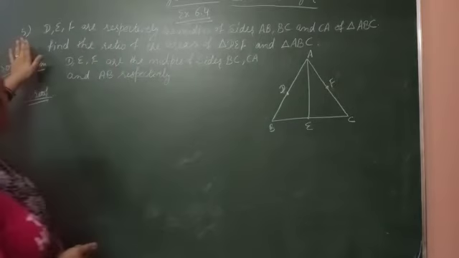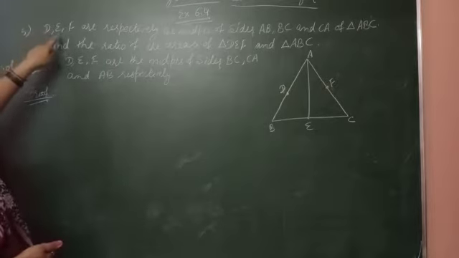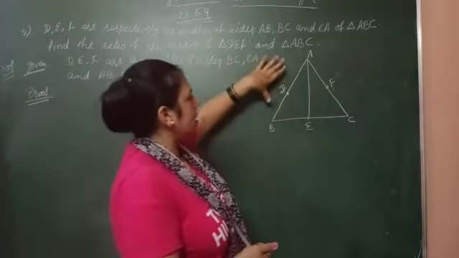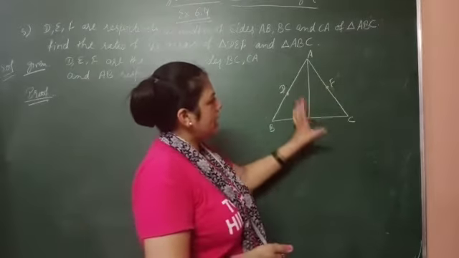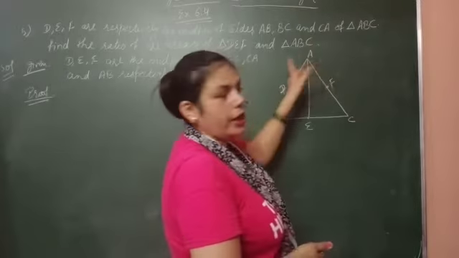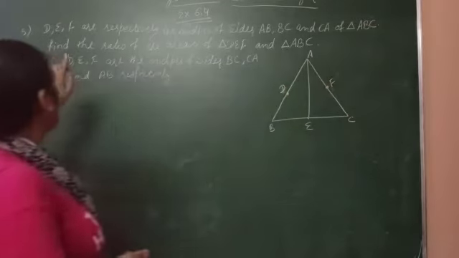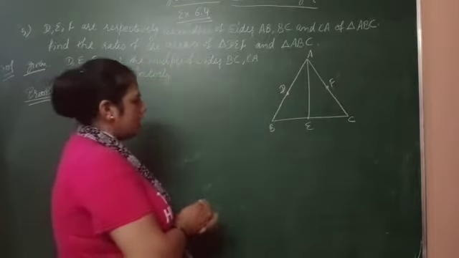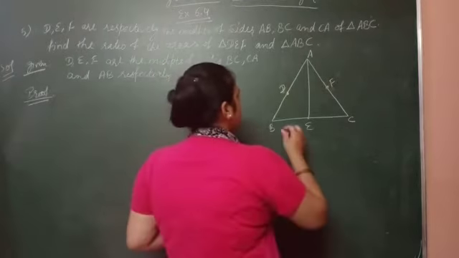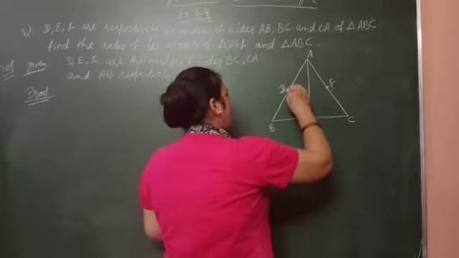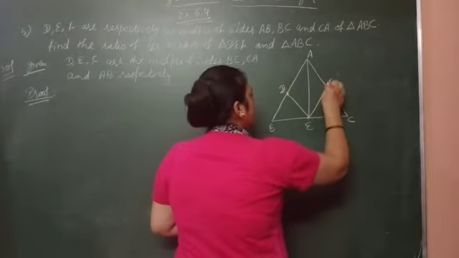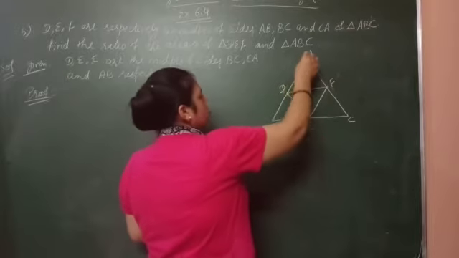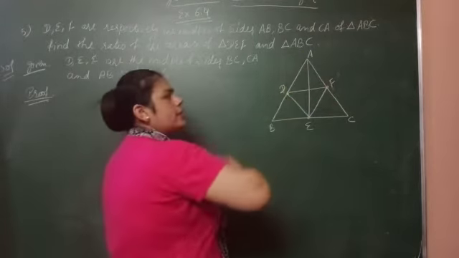Our question number 5 is: D, E and F are respectively the midpoints of sides AB, BC and CA of triangle ABC. Find the ratio of the areas of triangle DEF. When we join this triangle DEF, we have to find the ratio of the area of triangle DEF to the area of triangle ABC.